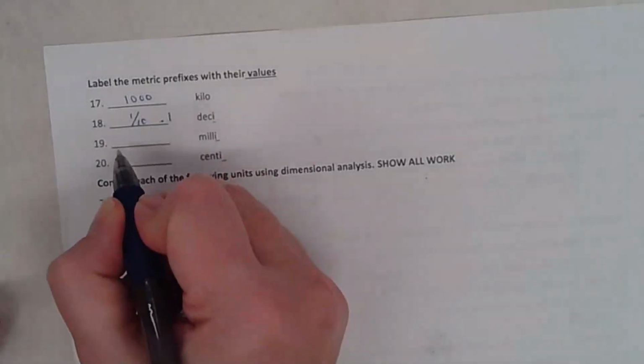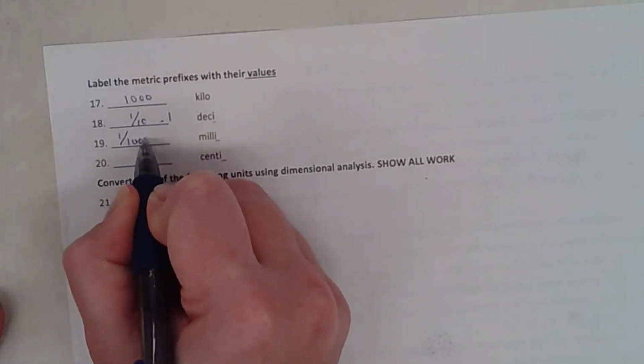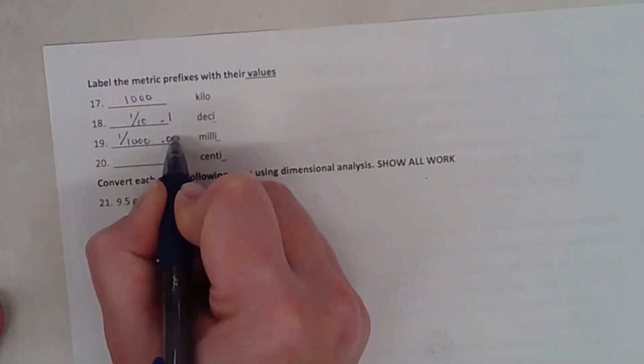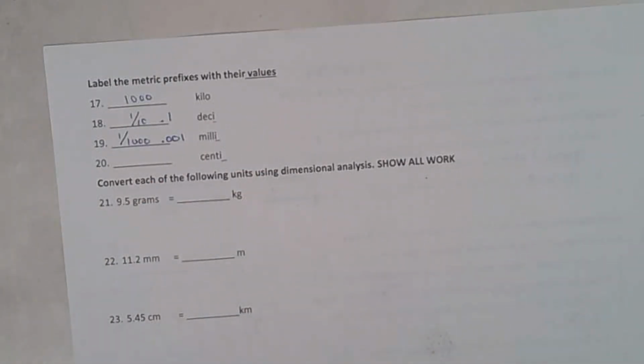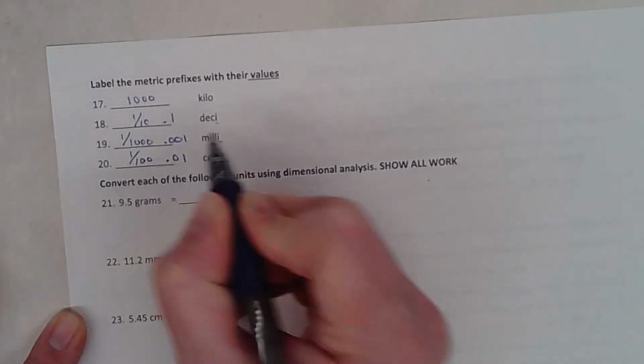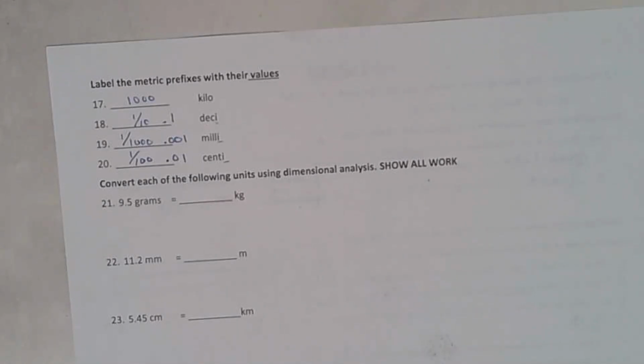A milli means that a meter stick is cut 1,000 times. So that's 0.001. And a centi is a meter stick cut 100 times. So that's 0.01. Is the top one 0.012? Nope, that's 1,000. It's a big number. Kilo means 1,000.